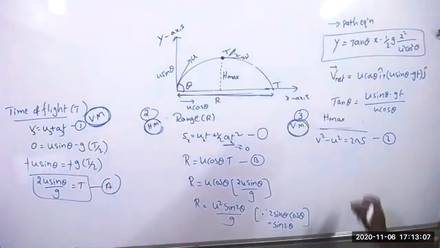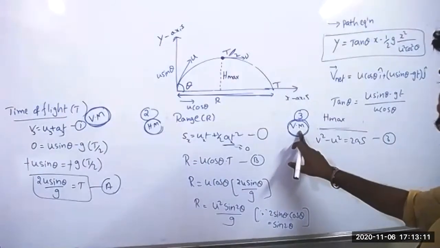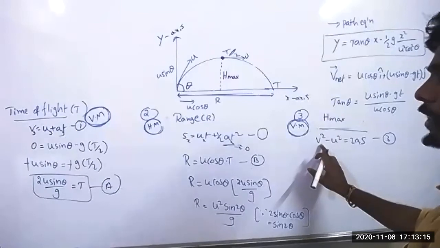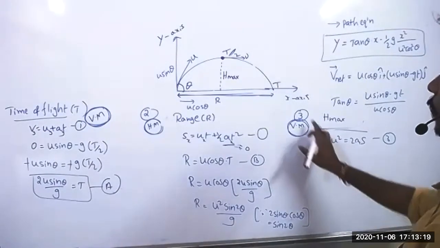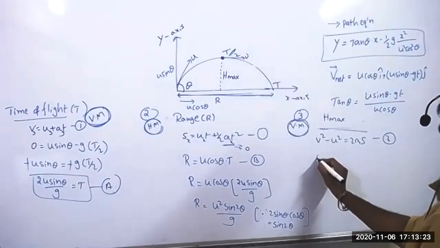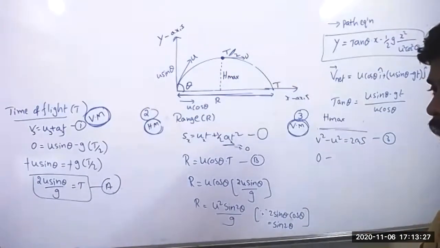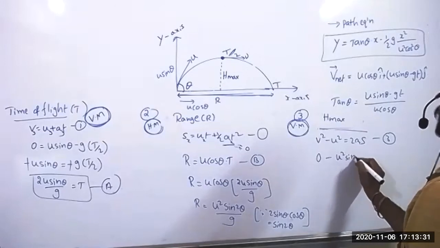Yes, sir. Now come to this formula. We have to apply for vertical motion. In the vertical motion, what is the final velocity? 0. Initial velocity? U sin theta. So U square sin square theta.